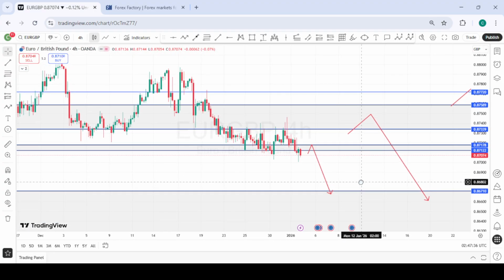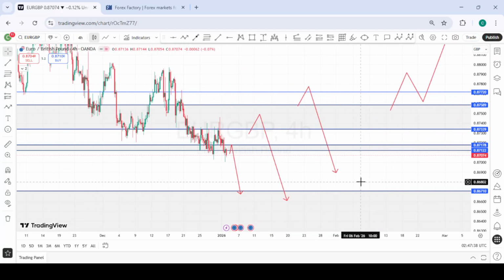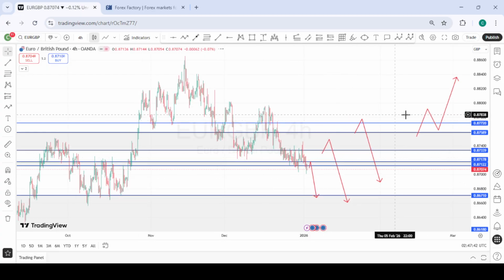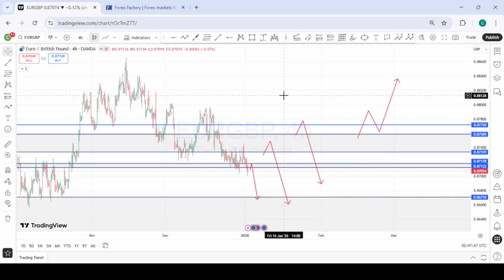So we are bearish on EURGBP for the coming week. This can only shift or be considered bullish if price is able to break above this zone and then continues to the upside. Until then, we are very bearish on EURGBP.